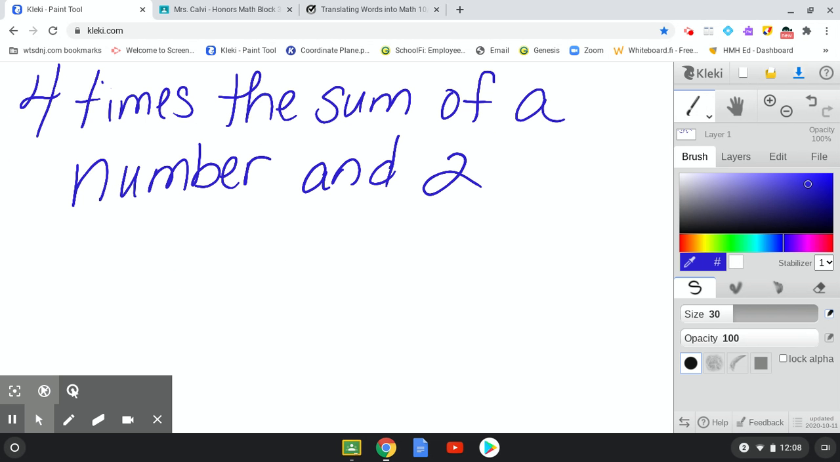Okay, so here I have 4 times the sum of a number and 2. So first thing I'm looking for, do I see the word than anywhere? I do not. Okay, so I don't have that little clue as to where to start. So that means I'm pretty much starting just from left to right reading the problem.